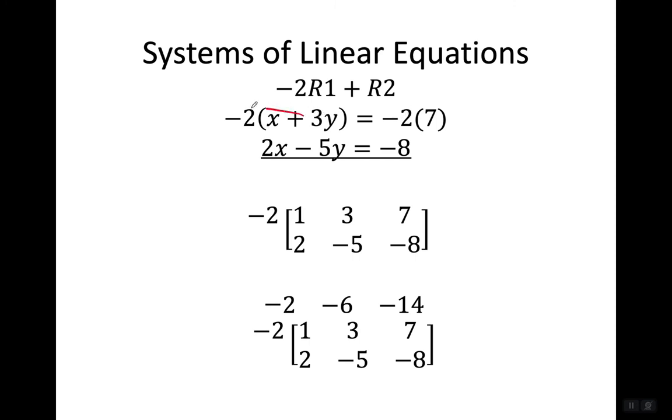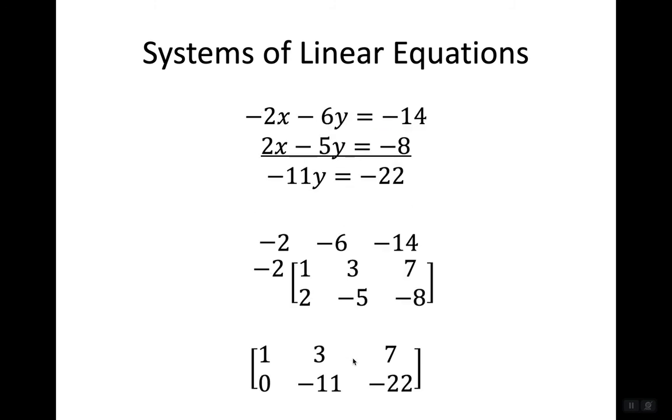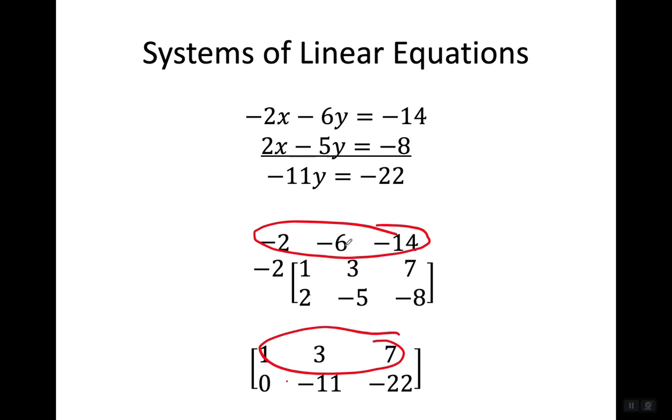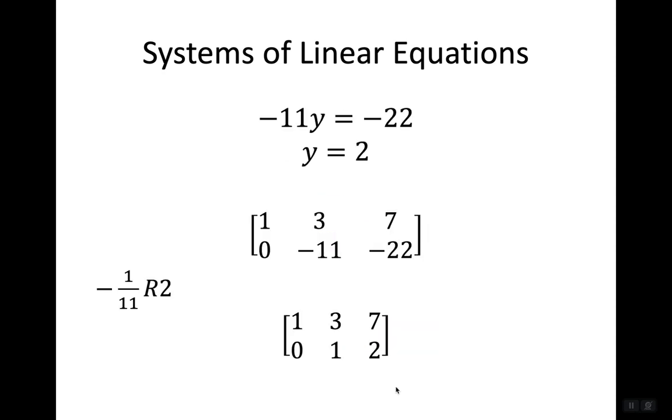We've done this before. Multiply row 1 by negative 2 on both sides. That's the equivalent of multiplying this row by negative 2. I like to write it above. So negative 2 times 1, 3, 7 is going to give us negative 2, negative 6, and negative 14. And now let's add it to row 2. So when we add this to row 2, the first row is the same, 1, 3, 7. Now row 2 is going to be negative 2 plus 2, which is 0, negative 6 plus negative 5, which is negative 11, and negative 14 plus negative 8, which is negative 22. So algebraically, we just ended up with negative 11y equals negative 22.